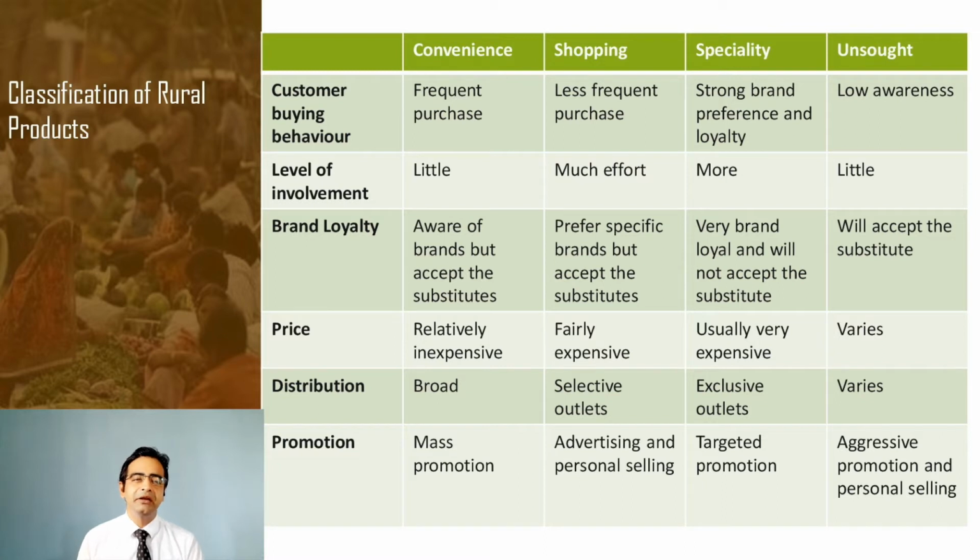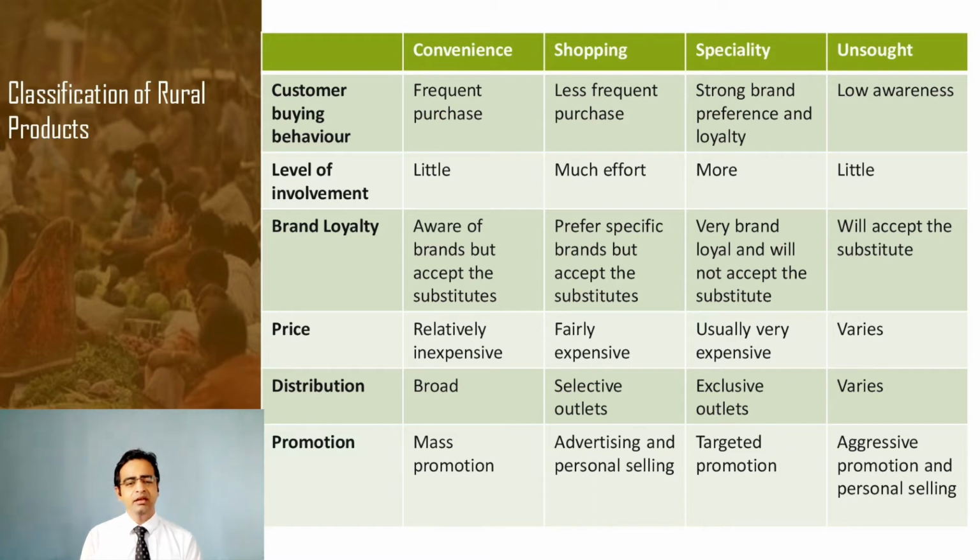Now comes the third category, that is the specialty category. Here the brand consciousness is even higher. We don't buy it frequently, and there is strong brand preference and loyalty. The people who use these kinds of products are very loyal to the brand. They are not ready to compromise in terms of price or availability. Even if the delivery is delayed, they can wait, because the brand is more important as compared to the products we saw earlier in the last two segments, that is convenience and shopping.